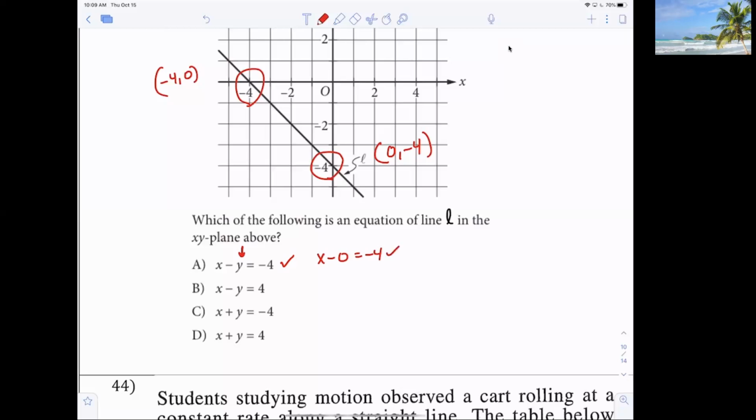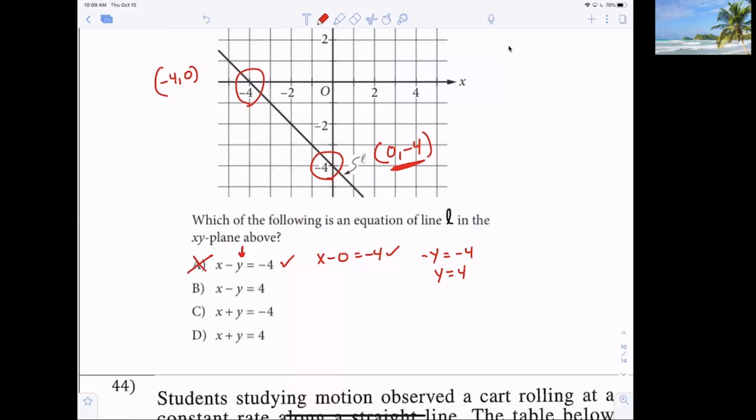Now I'm going to plug 0 in for x. So if I plug 0 in for x, I get -y equals -4. Does everybody see that? But that would mean y equals +4. So is that the answer? No, that's not the answer because the y-intercept is -4, not +4. So A is out.